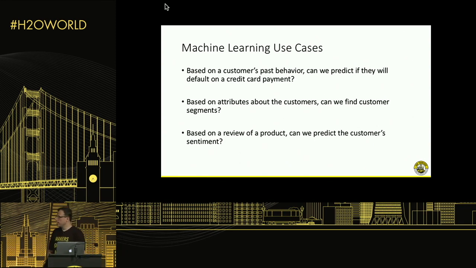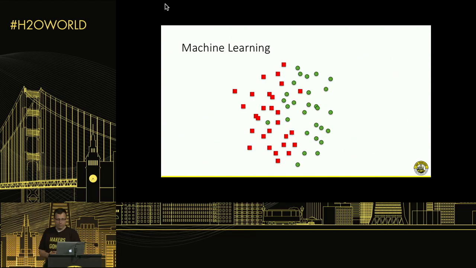Or what we will do today, we will try to predict customer sentiment, how the customer feels about a product based on a text review of the product. So machine learning is all about finding patterns in the data.